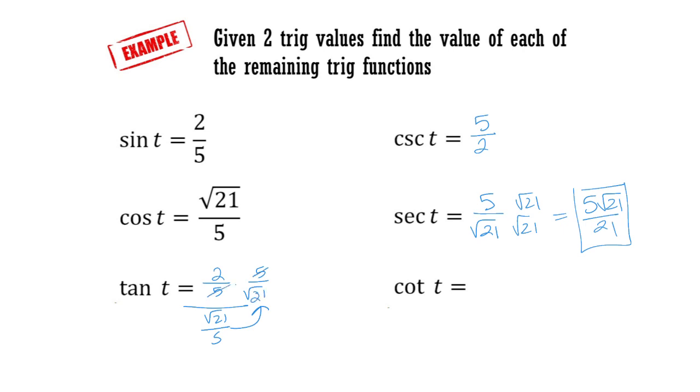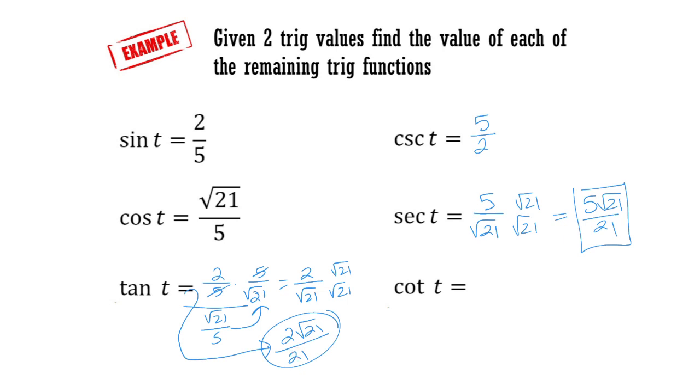5s are going to cancel for us. So we're at 2 over root 21. But we got to rationalize. So get this out of there. And now final answer for this one is going to be 2 root 21 over 21. What a mess. Okay. The cotangent is the reciprocal of that one.